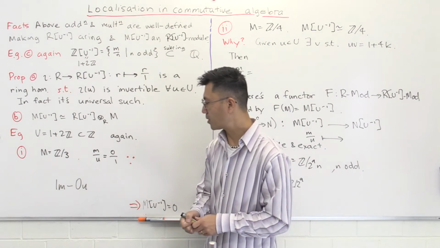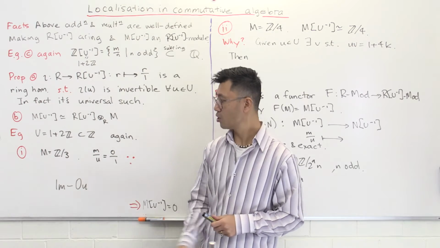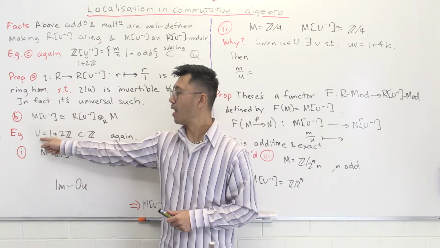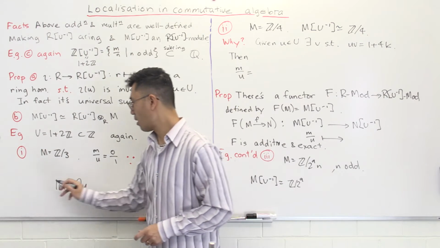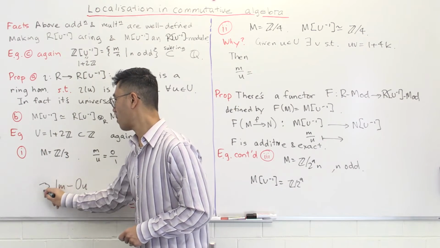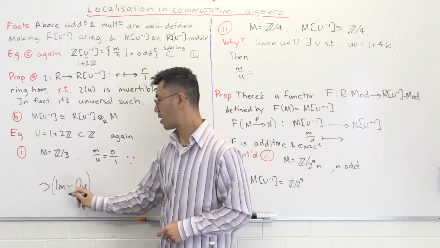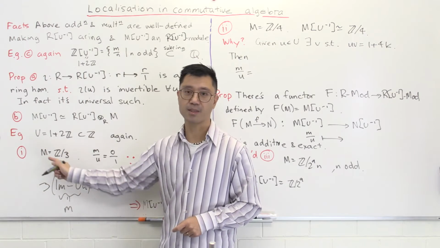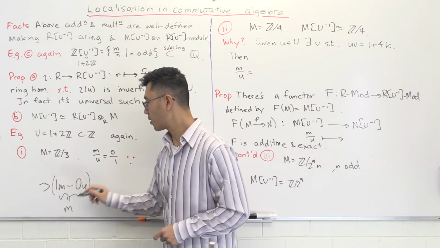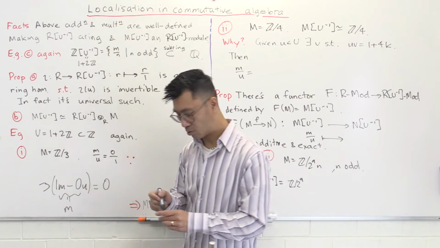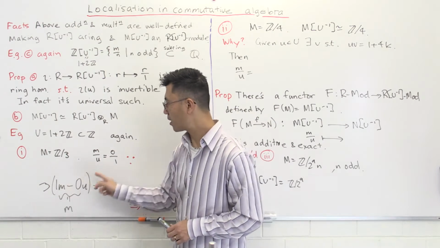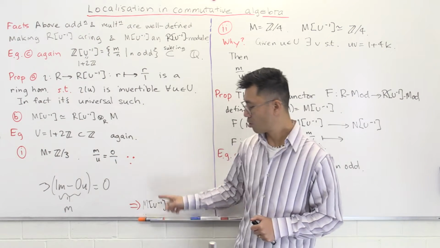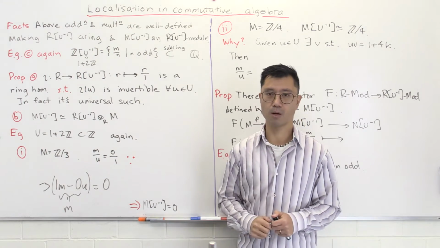And you need to show not that this is 0, but that this is 0 when you multiply by some element in the denominator. Now, of course, this is just equal to m, and if I multiply anything inside this m by 3, you get 0. So that's equal to 0. So that tells you straight away that these two fractions are the same, so every element is actually 0. So the localization of M is equal to 0.